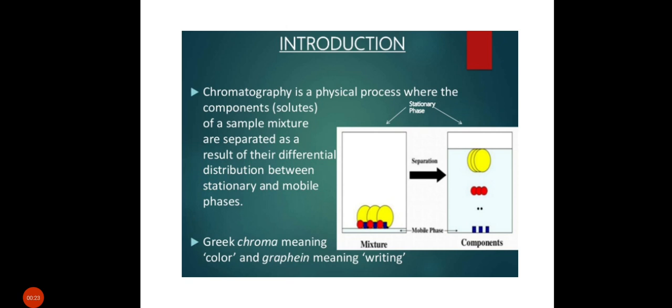See the introduction of chromatography, that is, what is chromatography. Chromatography is a physical process where the components of a sample mixture are separated as a result of their differential distribution between stationary and mobile phases. Chromatography comes from the Greek words chroma, meaning color, and graphein, meaning writing.